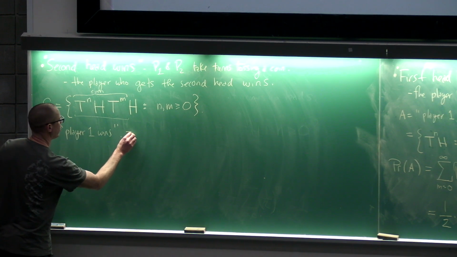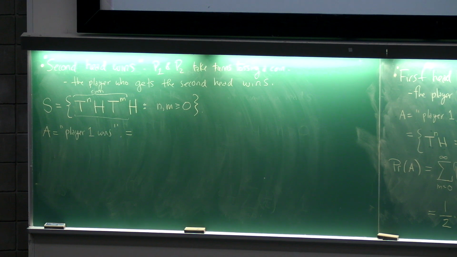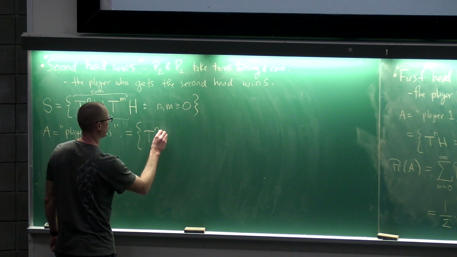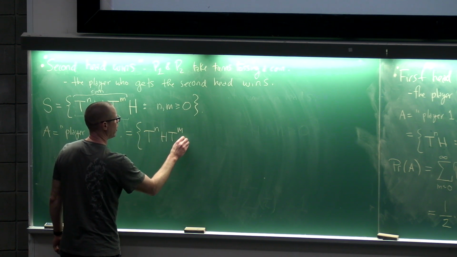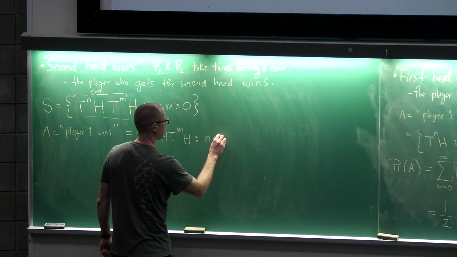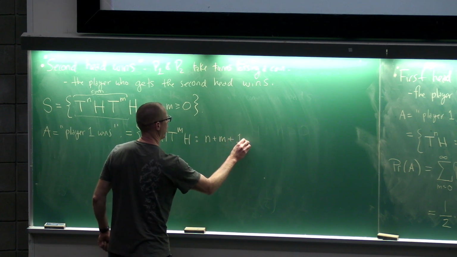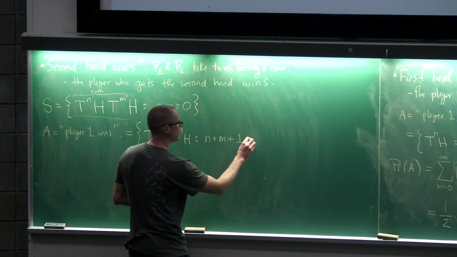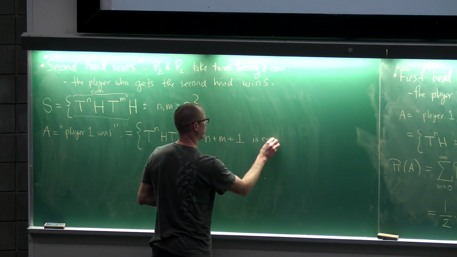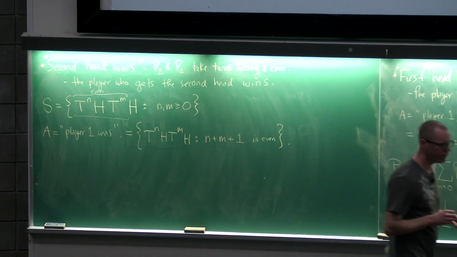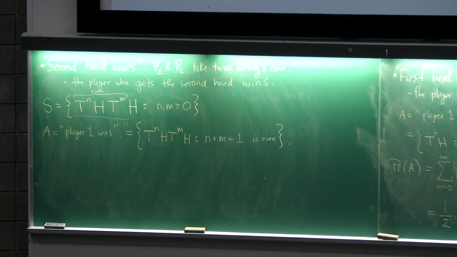So we can write that thing as t to the n, h, t to the m, h, such that n plus m plus 1, that's how many coin tosses took place here, is even. Okay? So far, so good?